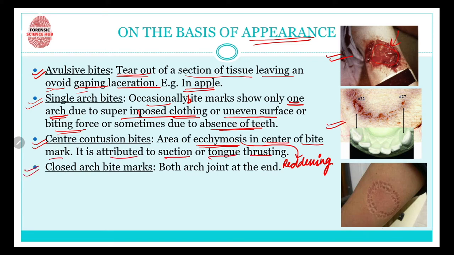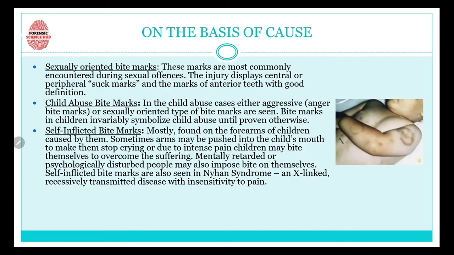Then the fourth type is closed arch bite mark, that is, both the arches are joined at the end. If you look at this picture, both these arches are joined at the end area, right? So on the basis of appearance, there are four types: avulsive, single arch, central contusion and closed arch bite mark. Now on the basis of cause, what caused the bite mark? On the basis of that, bite marks can be of three types.